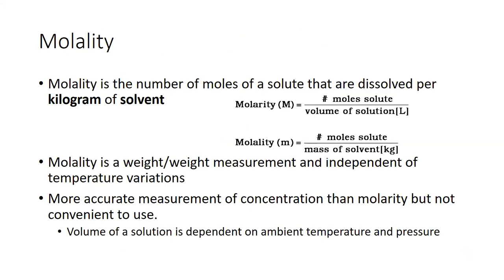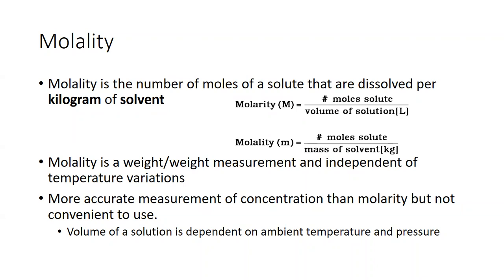Now we're going to talk about molality. So molality is the number of moles of solute that are dissolved per kilogram of solvent. So molarity was the volume of the solution in liters, whereas molality is actually divided by the mass of the solvent, not the solution, in kilograms. So molality is a weight measurement, and it's independent of temperature variations. Because it's independent of temperature variations, this actually makes it a more accurate measurement of concentration than molarity, but it's not really convenient to use. So it's not used very often.